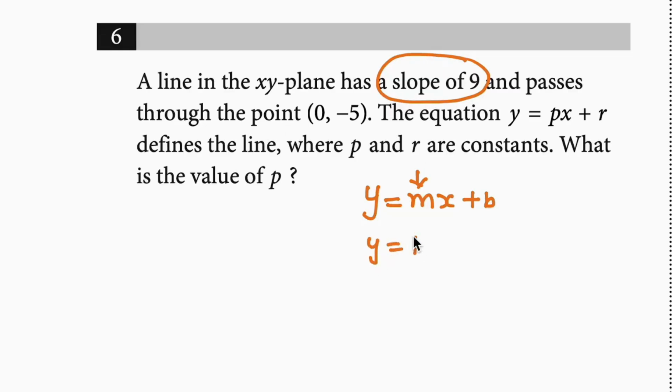Equation is y = px + r. Value of p is asked, so this is not at all needed. Though it is given in the question, maybe you will start forming the equation first, but no need of that here, right? Slope is 9. Here p is the slope given directly, so value of p is equal to 9. That's it. No need to solve the whole question.